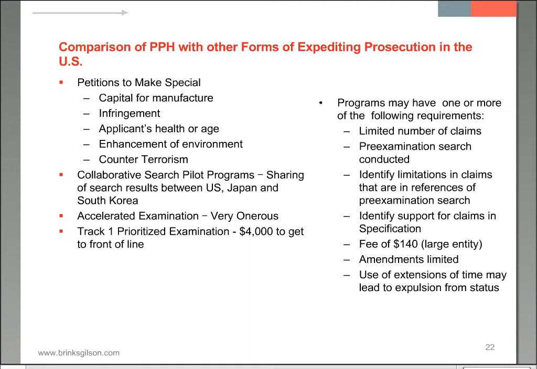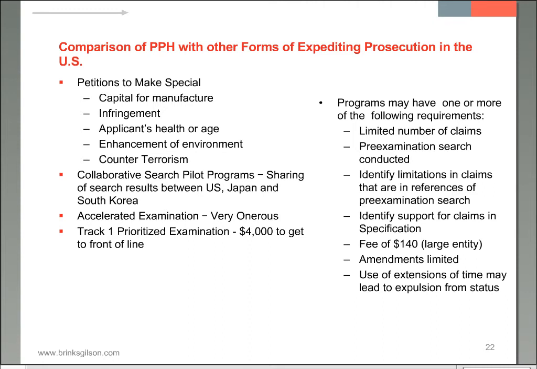Another route is called accelerated examination. It is an onerous examination in that it requires a search and comments by the applicant on the art and how claims are distinguishable over the art. Lots of minefields here due to estoppel are present, so I usually recommend that you don't enter such an examination.